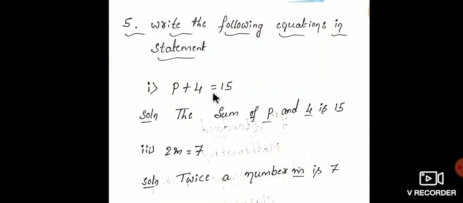So first I will explain. P plus 4 is equal to 15. That is the sum of which and which? P and 4. This is the sum. Plus means sum, and minus means difference. The sum of p and 4 is equal to 15, or the sum of this p and 4 is 15. That's too easy.